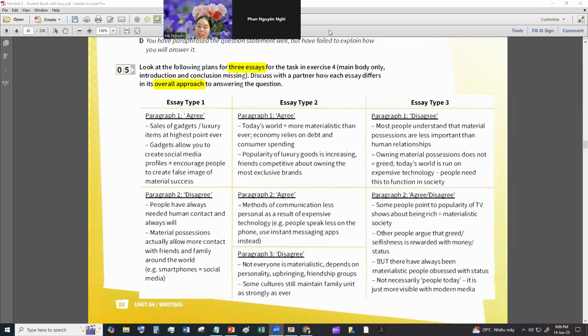All right, and that makes paragraph 2 disagree. And so the supporting points are people always need human contact. All right, material possessions actually allow more contact with friends and family. For example, smartphones and social media help us connect with family and friends. Good job. All right, so what do you think is the overall opinion of the writer? Can you find out through this structure?